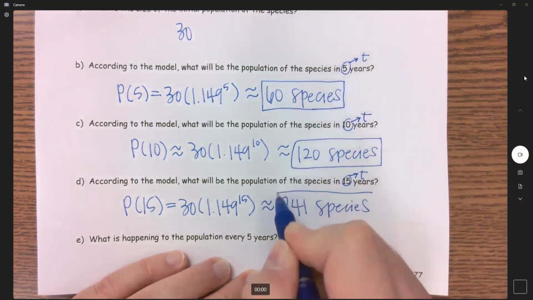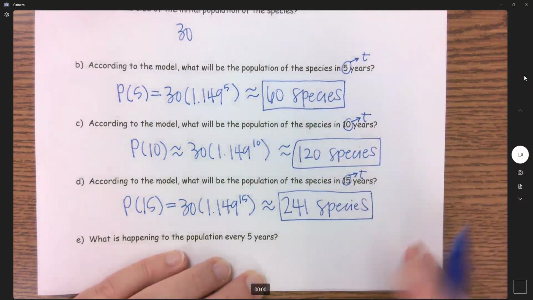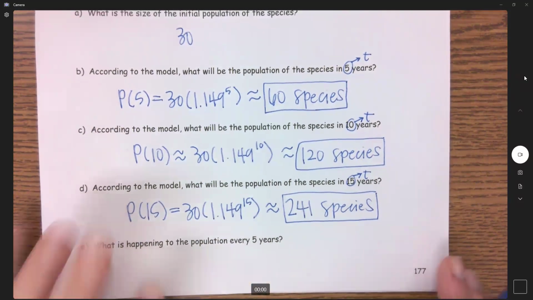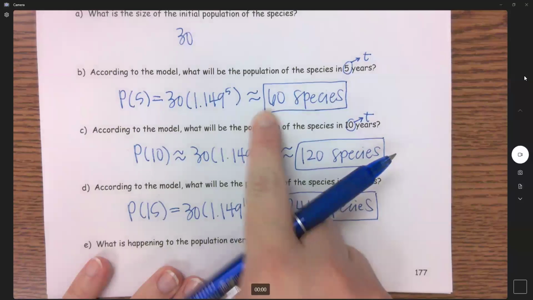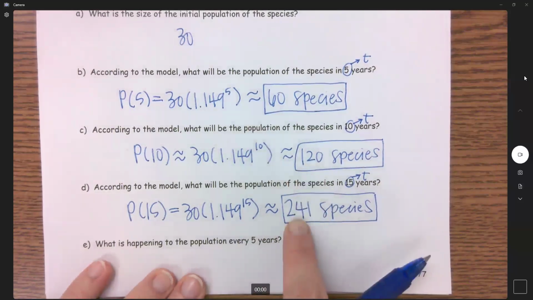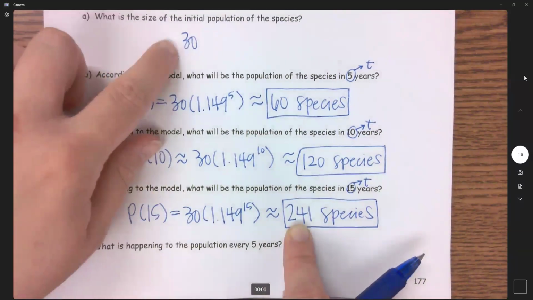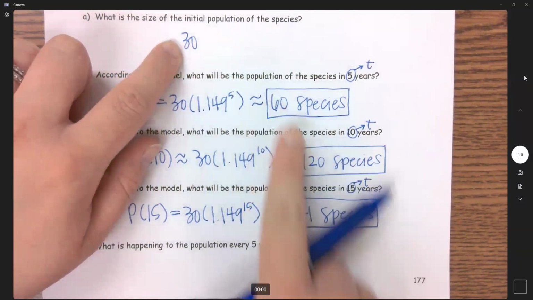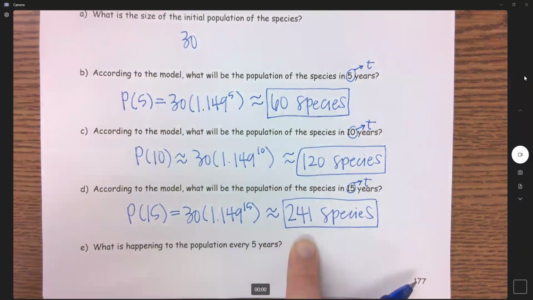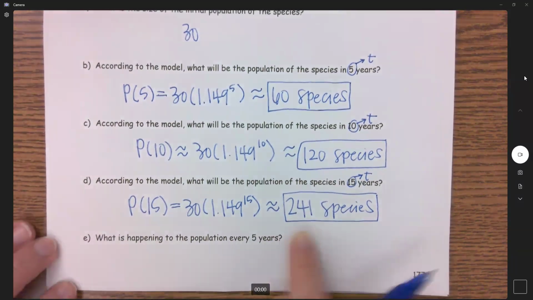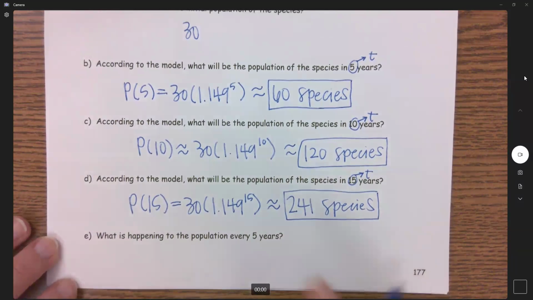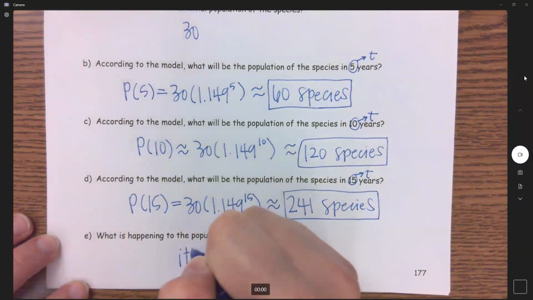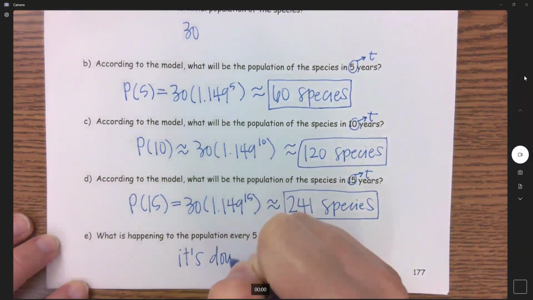So this is not linear, where it's increasing at a constant rate of change. 60 to 120 is 60, another 60 would be 180, but we have to take this 30 into account too. So what's happening from 30 to 60, 60 to 120, 120 to roughly 240, but 241? What's happening to the population every 5 years? It's doubling.